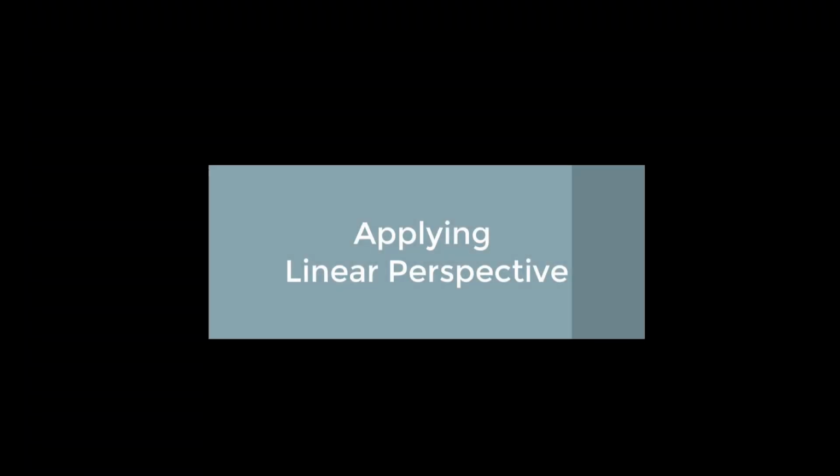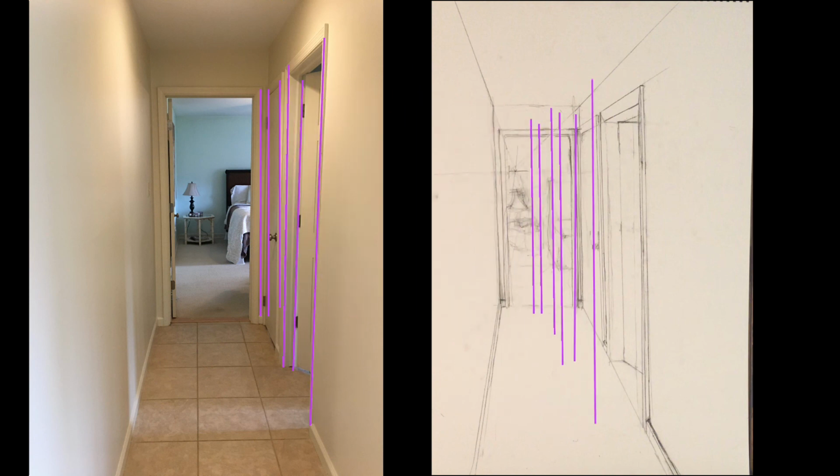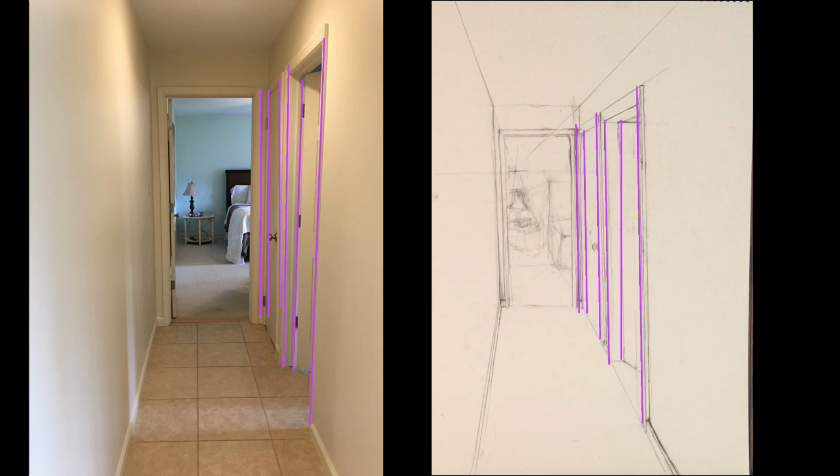Applying linear perspective. Now to deal with the side walls, I'll need to work with both measuring to determine the spacing of details like doors and trim, as well as linear perspective to give proper angles to the lines receding in space.